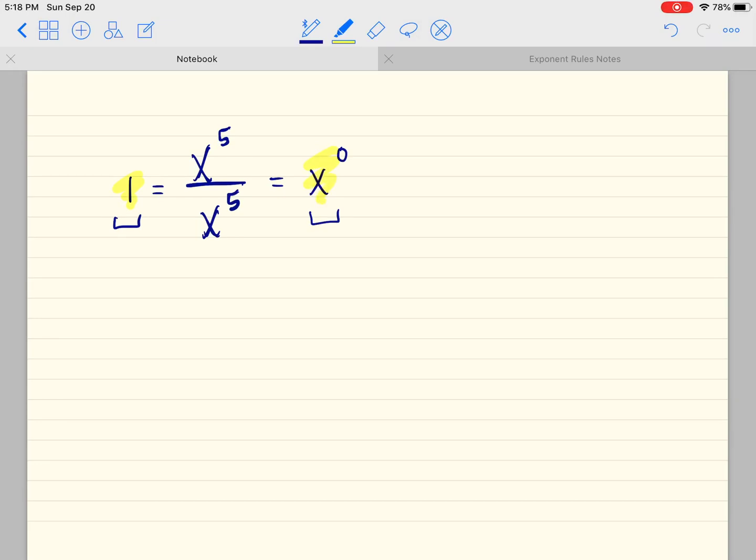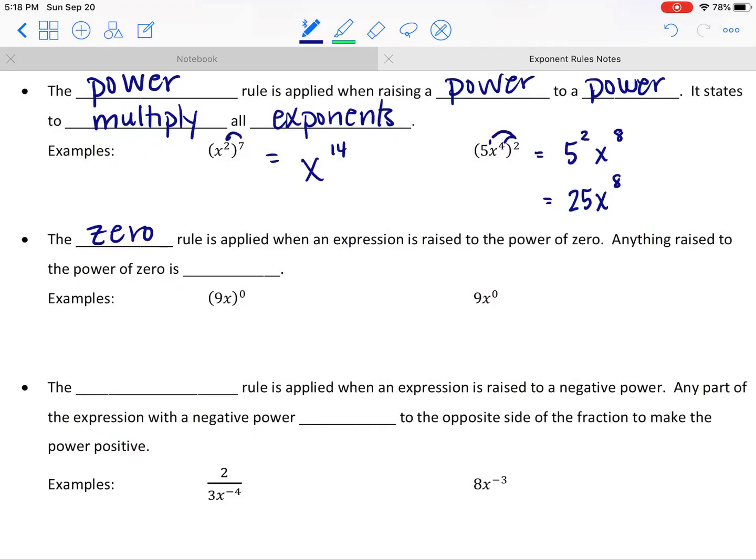Okay, and that's basically our 0 rule. Anything raised to the power of 0 is going to be equal to 1. Because if we ended up with a power of 0, it's because we had the same exponent on the top and the bottom. So anything raised to the power of 0 is 1. That's the easiest rule. Anything raised to the power of 0 is equal to 1.